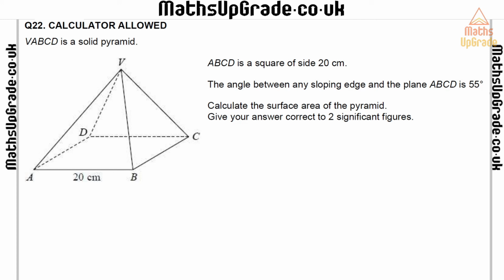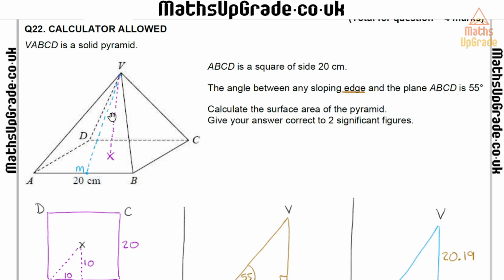So the way I'm going to approach this question, I'm going to imagine the center of this base directly underneath V. I'm going to call that point X. Imagine that's point X there. And then in this question, I'm going to find the length of AX. Once I've found AX, I'm then going to find VX. Having found VX, I'm going to find MV. MV is this distance here along that sloping edge. Once I've found MV, I'm then going to find the area of one sloping face. I'm going to find the area of the base, and using those two values I can find the total surface area.